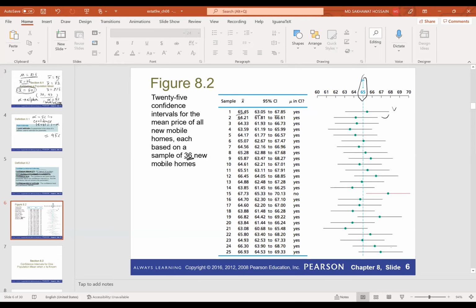Now you can see that only one interval didn't cover the population mean, but all the other intervals contain the population mean mu. This is 95%. That means we are 95% confident that the interval contains the population mean, so there is only a chance that we might make 5% error. You can see that out of 25 intervals, only one interval doesn't contain the population mean. So how much error did we make here? 1 out of 25, so that means only 4% error.